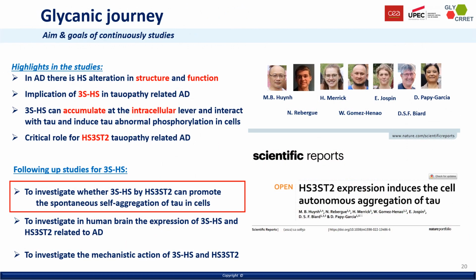So we published all of this in a paper here with all the authors, showing that the heparan sulfate 3-O-sulfotransferase 2 expression induces the cell autonomous aggregation of tau. I would like to go to the next part where we can have some previews from upcoming publications concerning the expression of the product and the enzyme in the human brain, and also its mechanistic action.